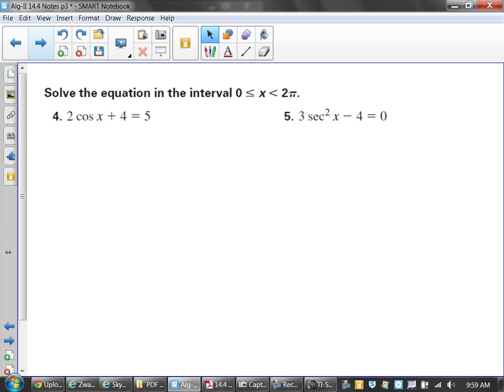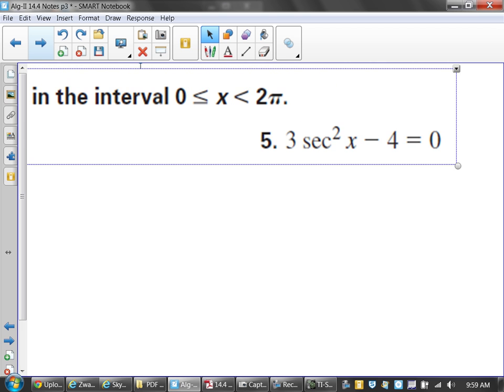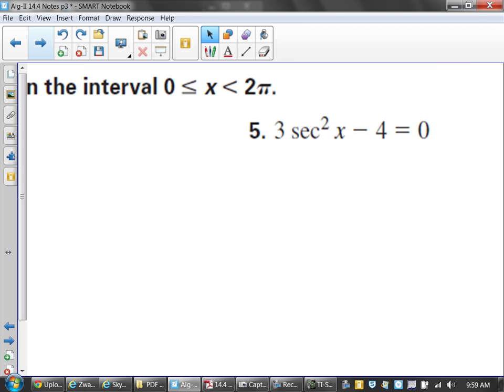Do number 5. These are on intervals. We have not done an inverse yet. I'd like you to start with number 5, and I'll help you here in a second. I want to see how we start this. So we have 3 times secant squared of x minus 4 equal to 0. What do you think the first thing you're going to do is?